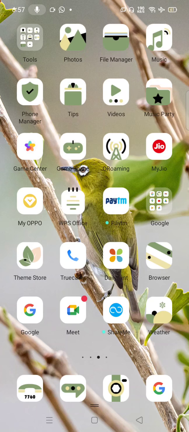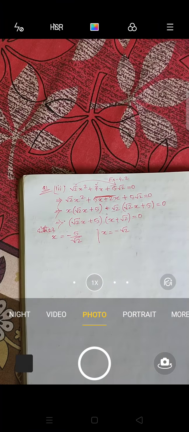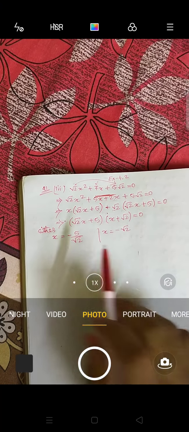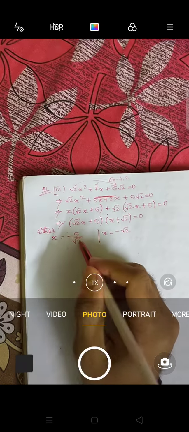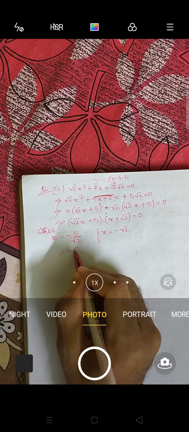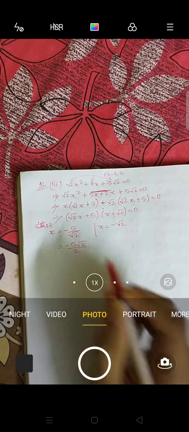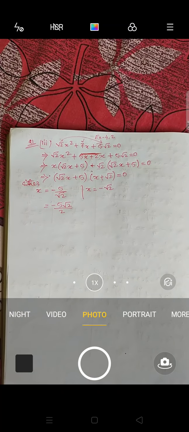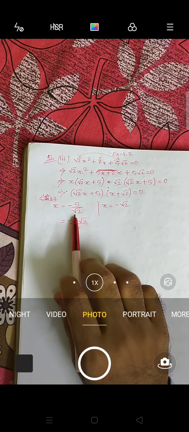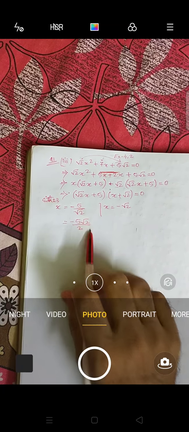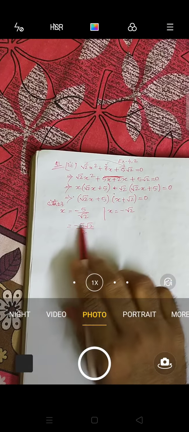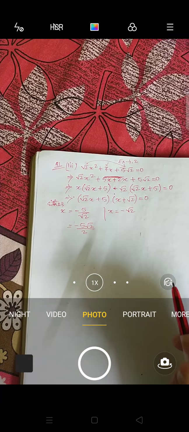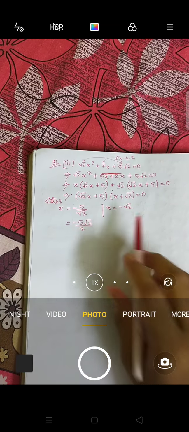Now just see, you are getting these two answers. I remember you have studied in class 9, or maybe I have taught you, that whenever there is a square root in the denominator, it has to be rationalized. So I will rationalize this one and write it as minus 5 root 2 by 2. You have done this in class 9, so I don't need to teach you again. You have to multiply by root 2 in the numerator and denominator both. So when you multiply, you will be having minus 5 root 2 by 2. This is your x and this is another x. That means you are having two zeros.